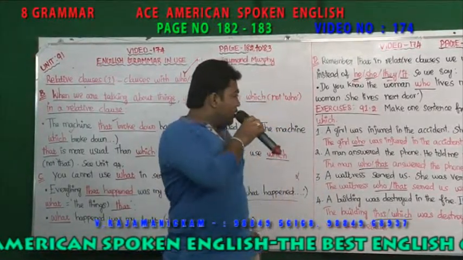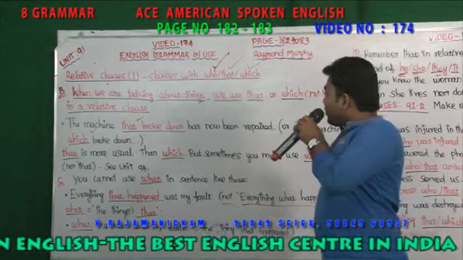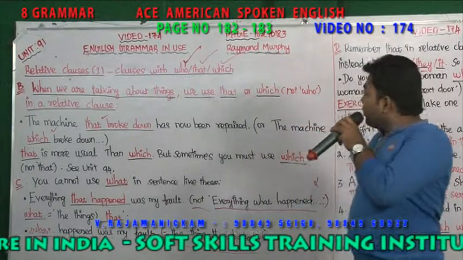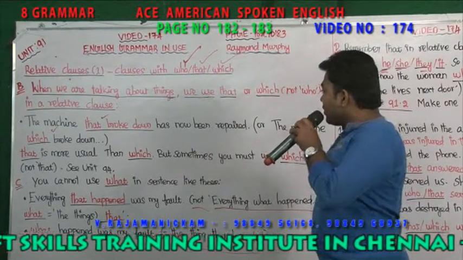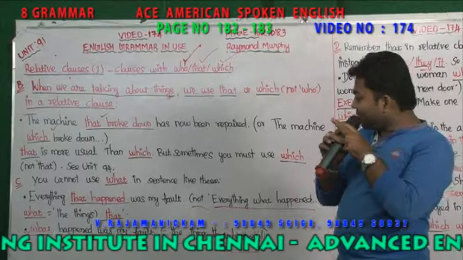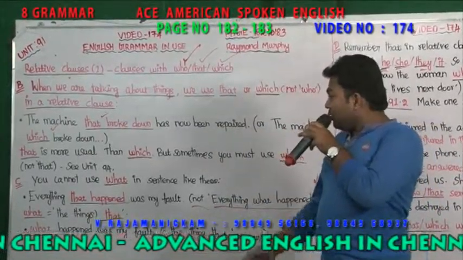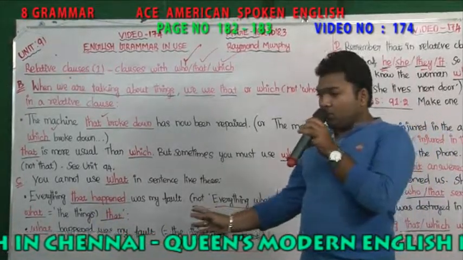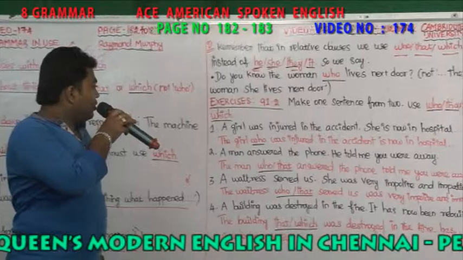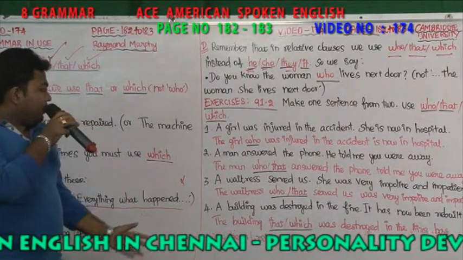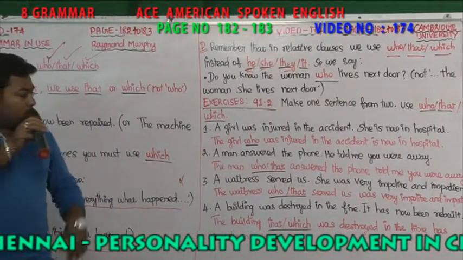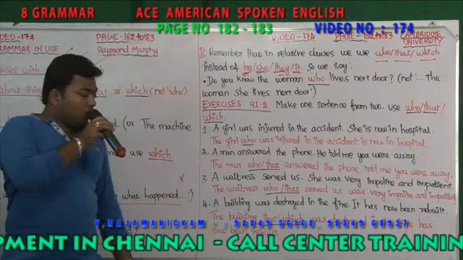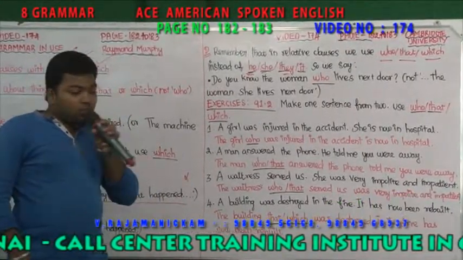Morning to all. This is Goodwin. In a relative clause, who and that are used for human beings, and that and which are used for materials. The machine that broke down has now been repaired. Here we use which also. And see this example. The girl was injured. The girl who was injured in the accident is now in hospital. So we use who for human beings. That's it.